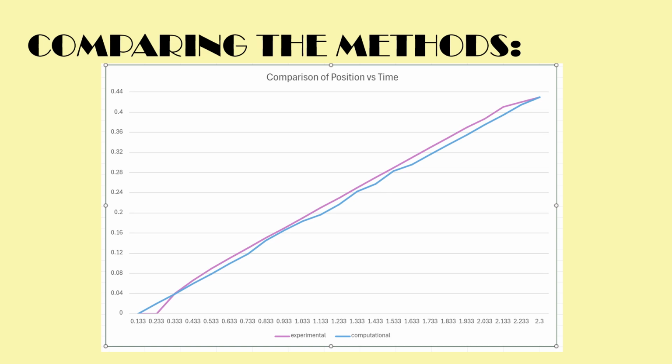Experimental and computational methods were compared. As you can see, they're fairly similar. There are going to be some differences because in the experimental method, there was friction force acting upon the ball.